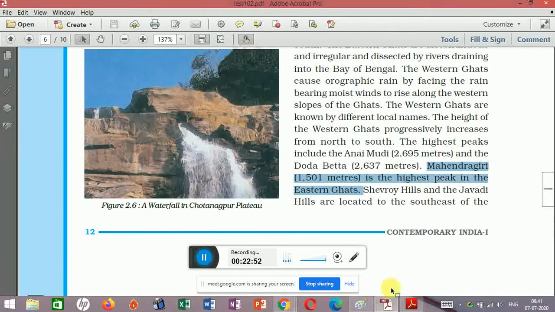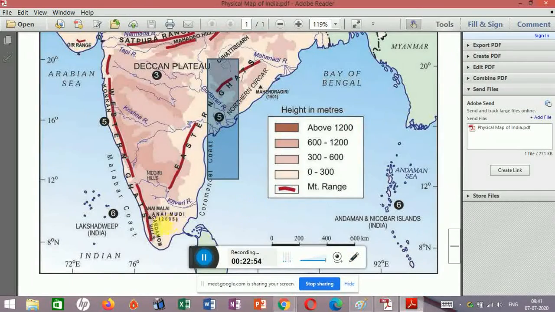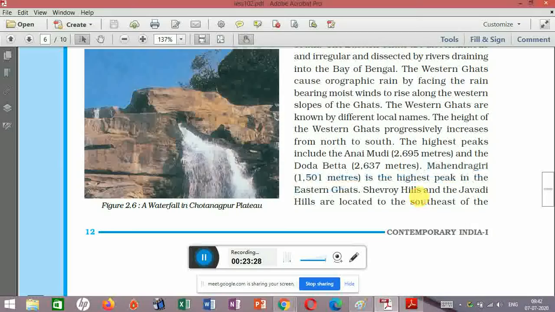Now let us see the location. So here lies the Anai Mudi. This is the highest peak in the Western Ghats, also the highest peak in the peninsular plateau, and the highest peak in the Eastern Ghats is here, Mahendragiri, altitude 1,501. So these two peaks you have to remember for the map work.